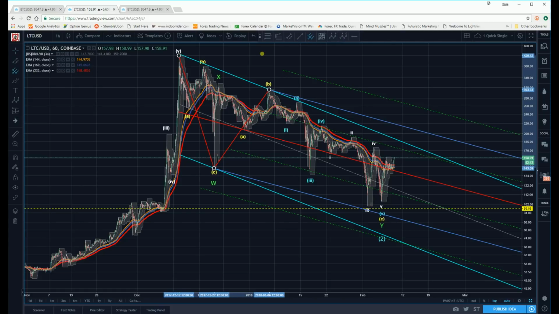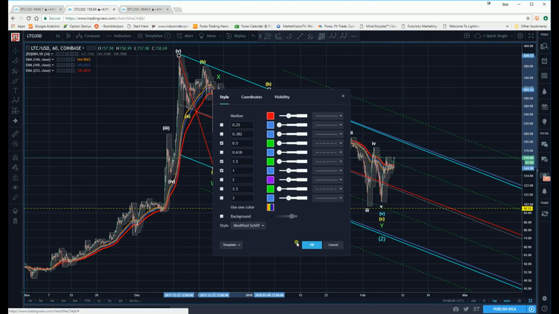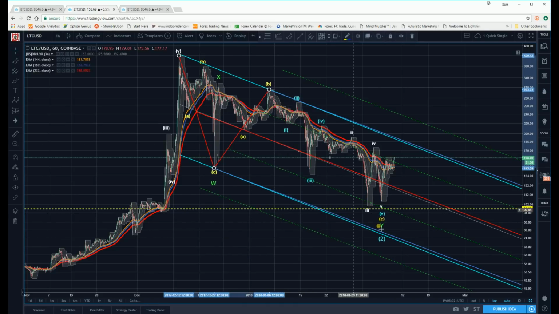But hang on a second. Let me get this hot again. If I switch off of that, if I can do it. There we go. Now note where the channel is. Now if I go to the modified shift, you see how it's right on it. Yeah, I like the pitchfork because I like the reference of the median line.